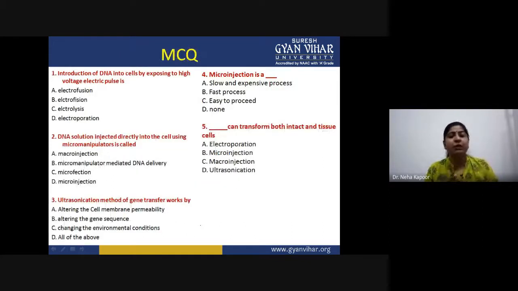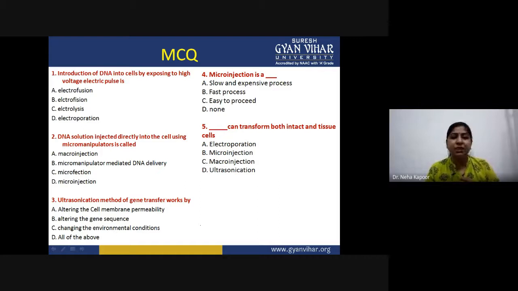So this was all about these techniques: microinjection, electroporation, ultrasonication, how we can use them, what the different methods are, and what different things we have to keep in mind while we are carrying out our transformation by implementing these techniques.